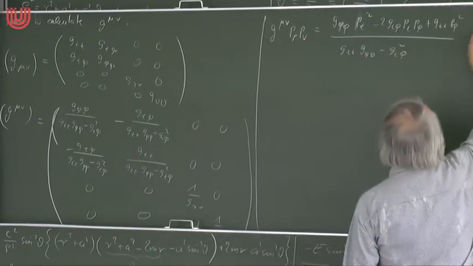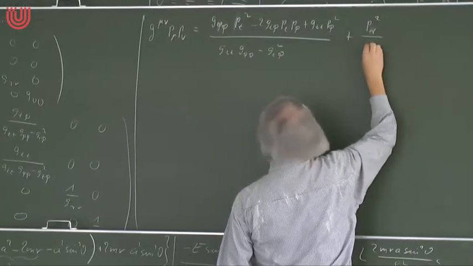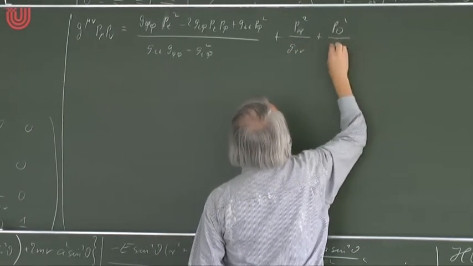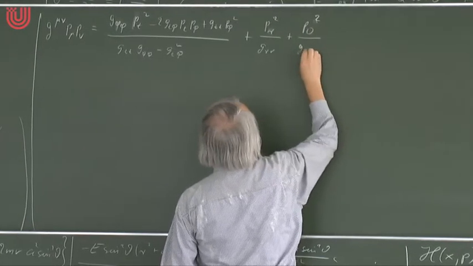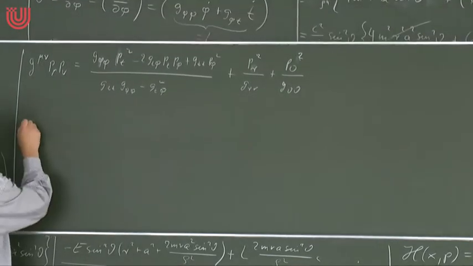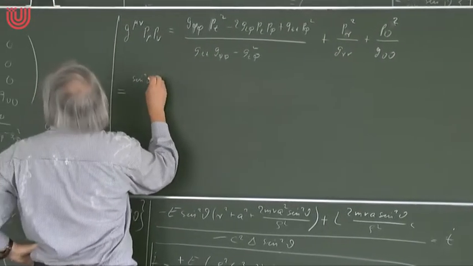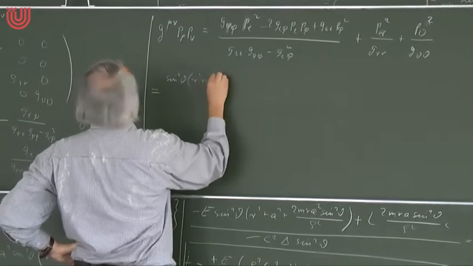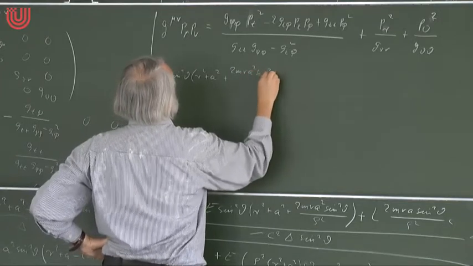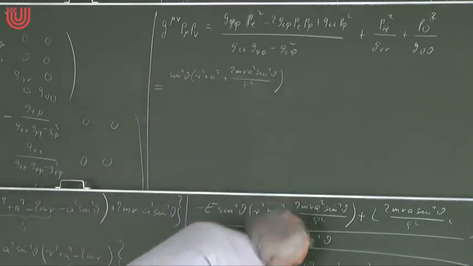And the other two are simple. So this is p_r squared divided by g_rr plus p_θ squared divided by g_θθ. Okay? And I can read this. g_φφ was sine squared θ times r squared plus a squared plus 2 m r a squared sine squared θ over ρ squared.